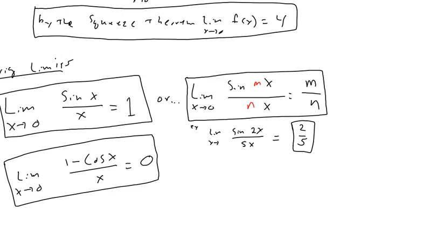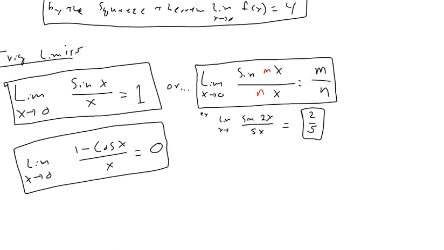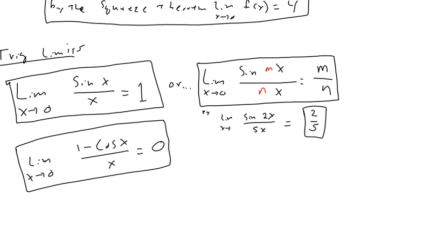And it's just something you're going to have to remember and memorize. The cosine one is just 0 all the time, so it doesn't matter. Okay. And that's it for trig limits. These are the only ones you need to know.